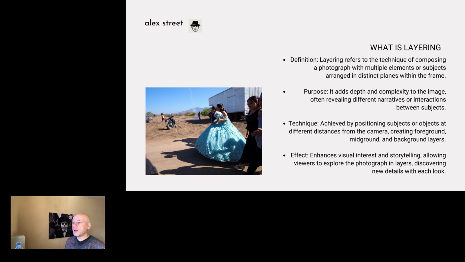What is layering? The definition can be: layering refers to the technique of composing a photograph with multiple elements or subjects arranged in distinct planes within the frame. Look at this photo, how I achieved to arrange the photograph in order to have those multiple elements working together inside the frame. The purpose, it is very important why I am taking that picture. Layering is used to add depth and complexity to the image, often revealing different narratives or interaction between the subjects.